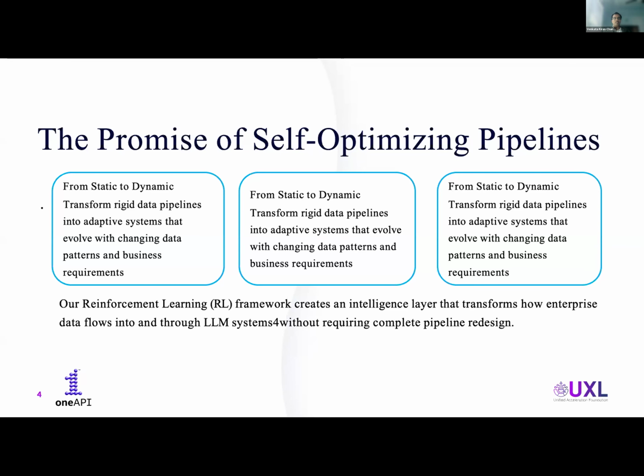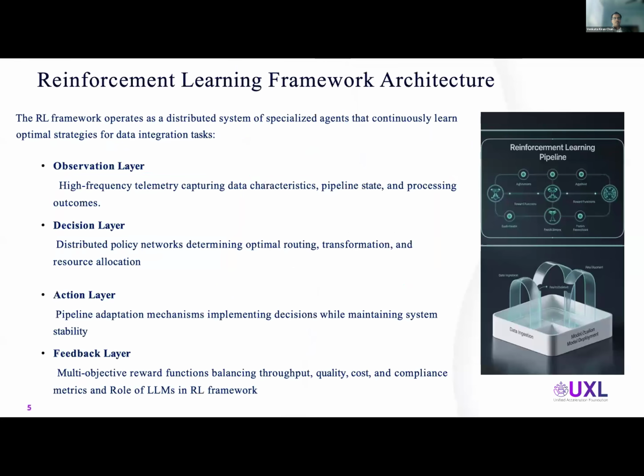Reinforcement learning gives us exactly that. By embedding reinforcement learning agents into pipelines, we can observe real-time pipeline performance, decide optimal transformations, routing, and resource allocations, act by adapting pipeline behaviors, and learn continuously by maximizing long-term rewards. And importantly, this isn't a rip and replace approach for the existing pipelines in your organization. It layers intelligence on top of your existing data infrastructure. Let's go to the next one.